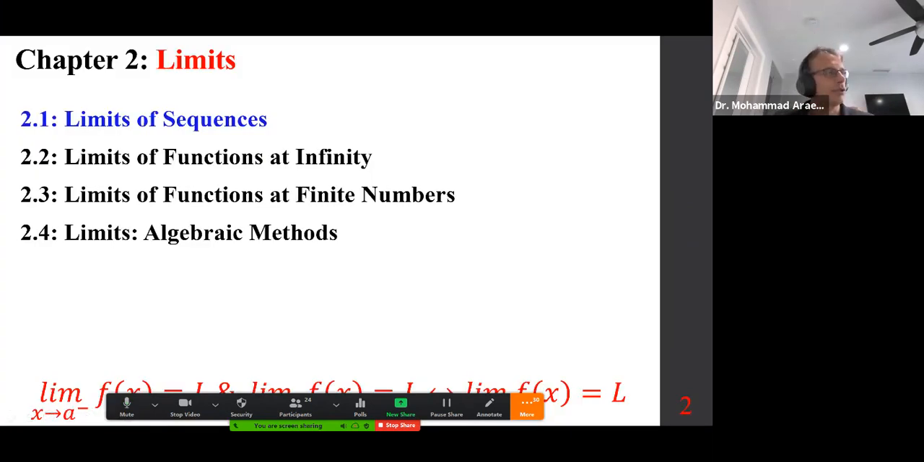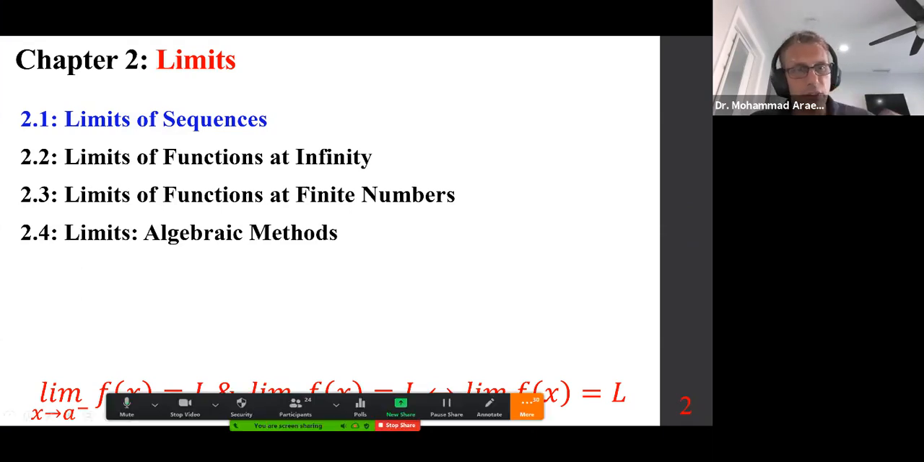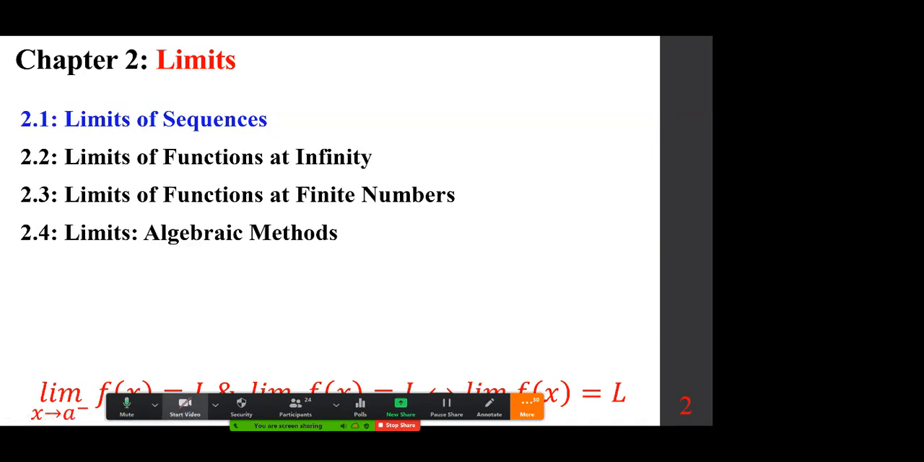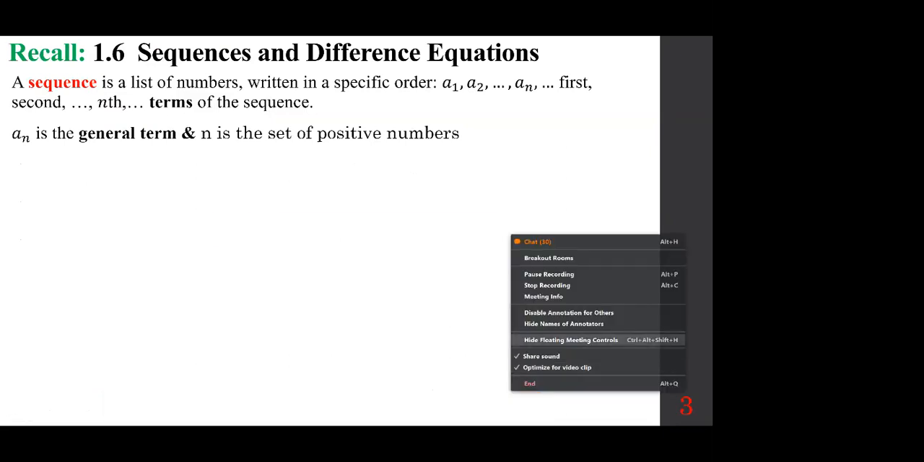All right, in Chapter 2, we cover limits of sequences, limits of functions at infinity, limits of functions at finite numbers, limits of algebraic methods. I'm going to also stop the video to make sure it doesn't get blurry. If it does, somebody can holler and we pause the recording until it becomes clear. So let's see what's going on here. First of all, let me also hide this floating.